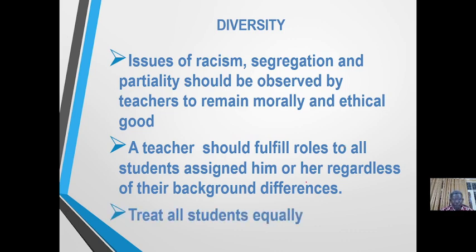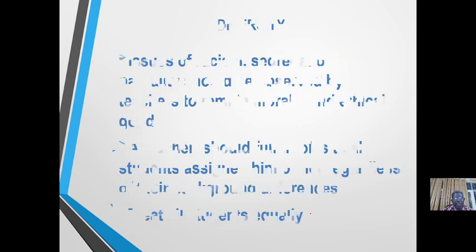Treat what I'm highlighting, I am underlining here, with diversity. Treat all students equally. Treat all students equally in your class, which you've been entrusted to teach.